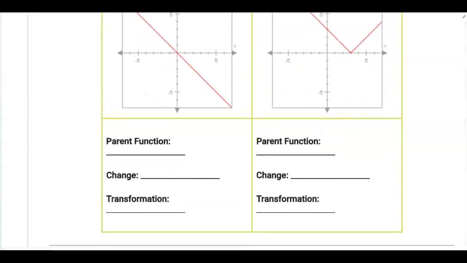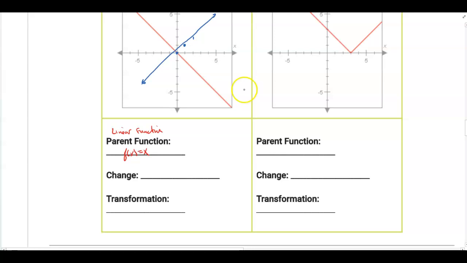Okay, so when we look down below, we have some examples here. So one thing we want to do is look to see what type of parent function it is. Now, this is a linear function. And the parent function for this is always f of x equals x. So if we were to graph this parent function, it'd be (0, 0), (1, 1). This is what your parent function would look like.